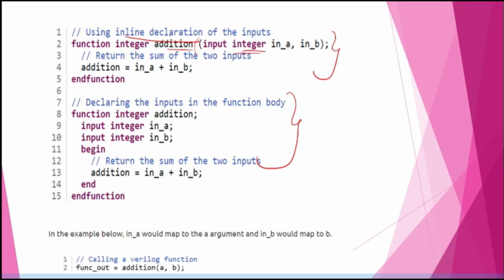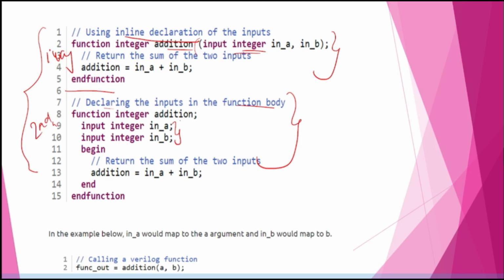So this is the type of declaration which is called inline declaration. Then there is another declaration where you could declare it inside the function body. I think we already learned about this. So this is my entire function. Either this or this, it is either one way or a second way.